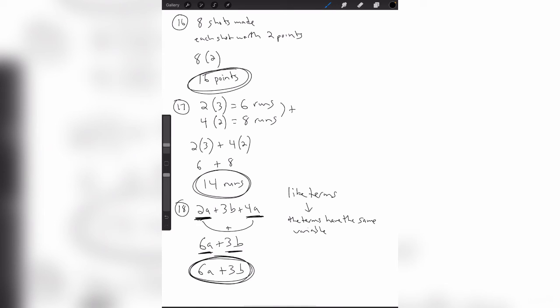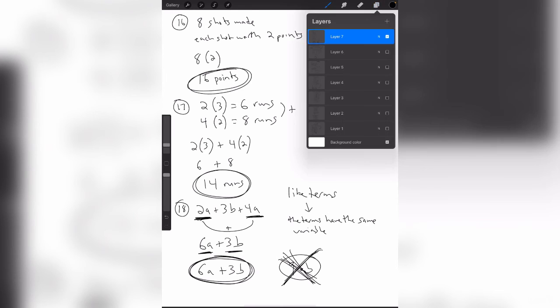As much as you want to say, oh, well, you know what, 6 plus 3, that's 9, and we'll just add those together, and that's what the answer will be. No, wrong. Do not do that, okay? You cannot combine it. All right, so moving on to the next one. We just did 18. We'll do number 19.